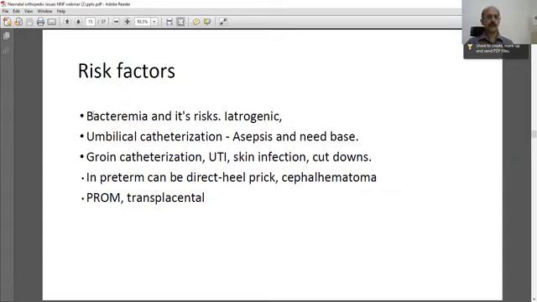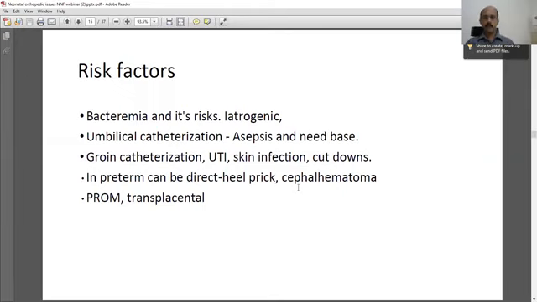So all the risks of a bacterial infection, that is bacteremia, are also the risk factors for this. So any of our NICU procedures which are invasive, be it catheterizations, in specific umbilical catheterizations and groin catheterizations, are at risk. So any invasive procedure could be a risk. So asepsis and need-based catheterizations are very important. Other infections like UTI, skin infections, and cut downs can also contribute to the infection. And in a preterm, when we are doing a heel prick, that itself can be a risk factor, but this is not hematogenous. This is for a directly acquired infection.